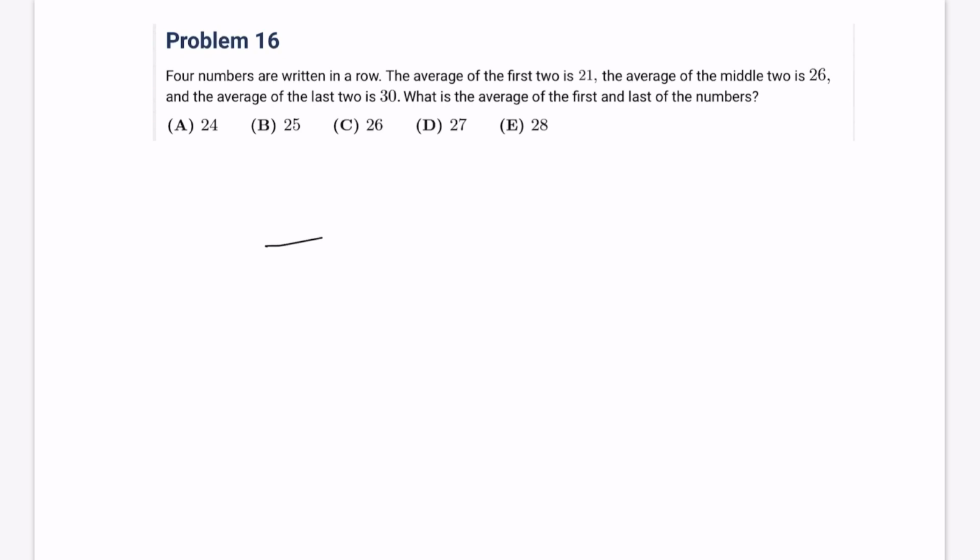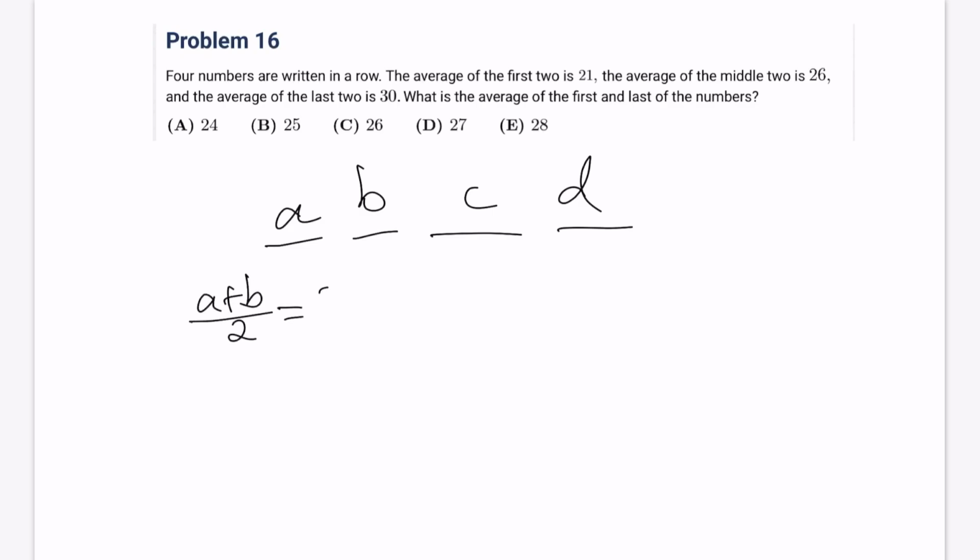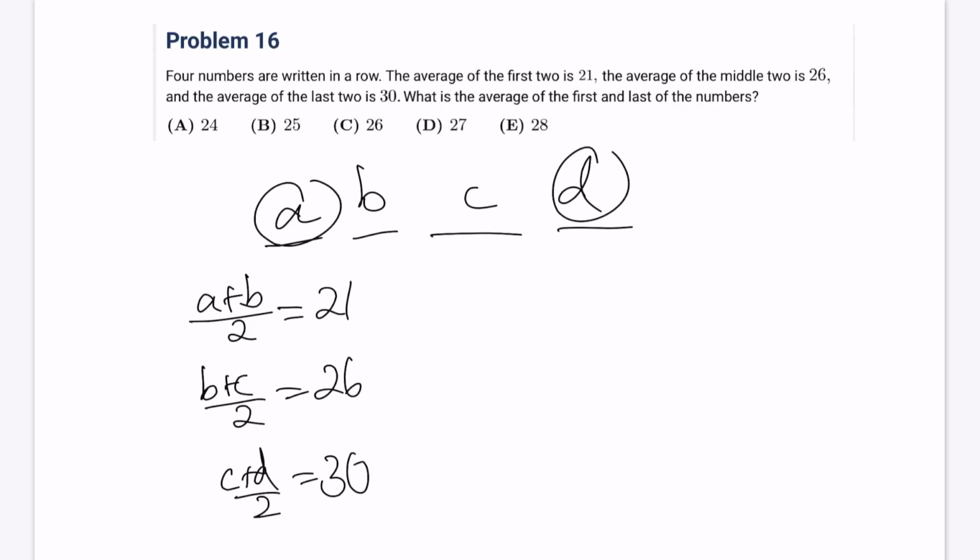First, we can write four different spaces and call the numbers A, B, C, and D. So we know that the average of the first two, (A plus B) over 2, is equal to 21. The average of the second two, (B plus C) over 2, is equal to 26. And then the average of the last two, (C plus D) over 2, is equal to 30. So we're looking for the average of the first and the last, which is A and D. So the average is (A plus D) over 2.